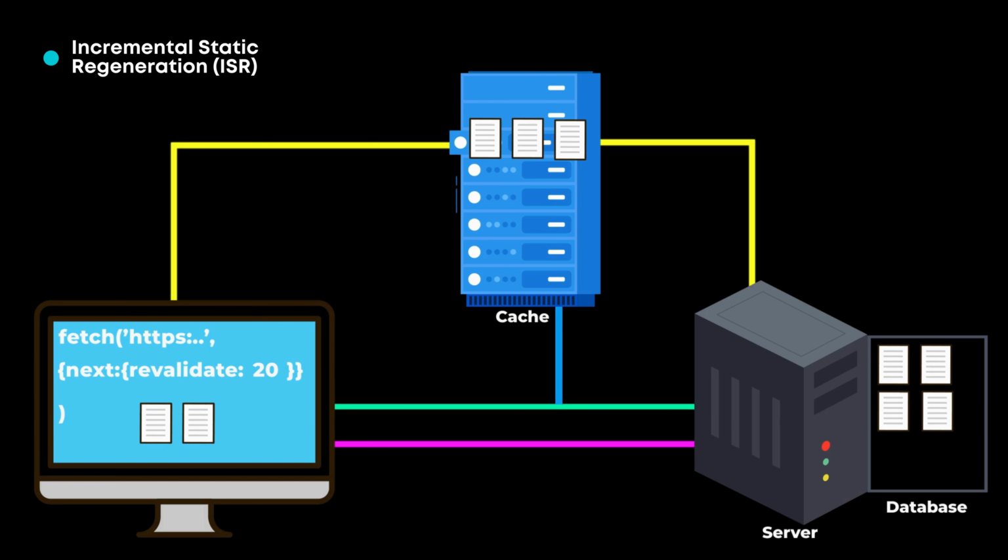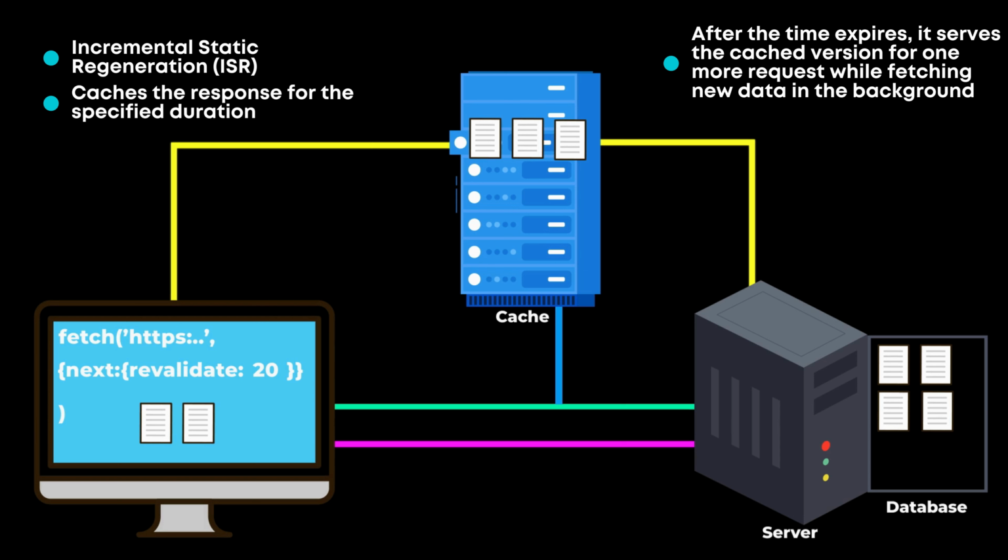It caches the data for the specified number of seconds. And here is the point that you must remember when using this option object. It caches the response for the specified duration. After the time expires, it serves the cache version for one more request while fetching new data in the background. It updates the cache with new data for a subsequent request or the next request.